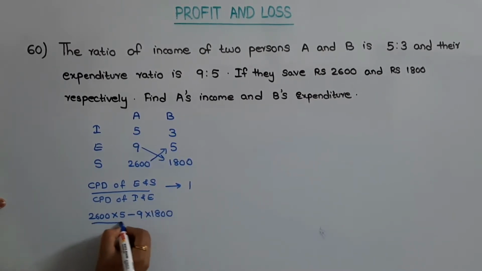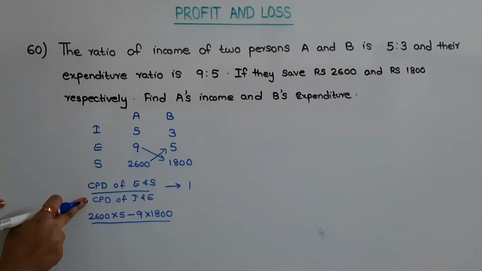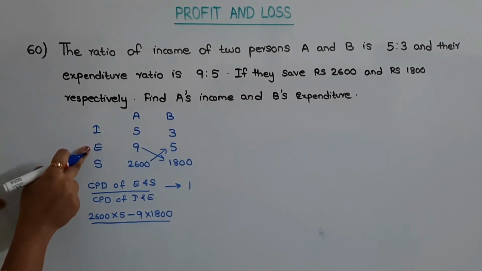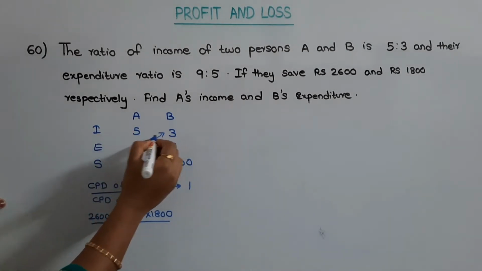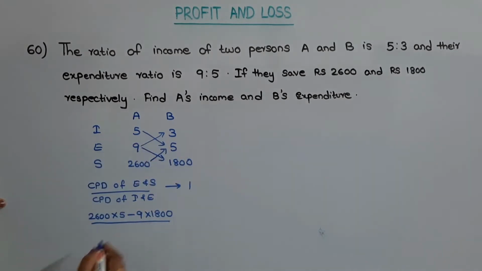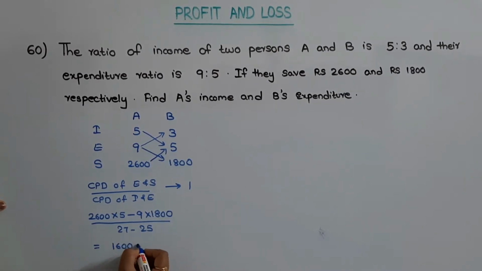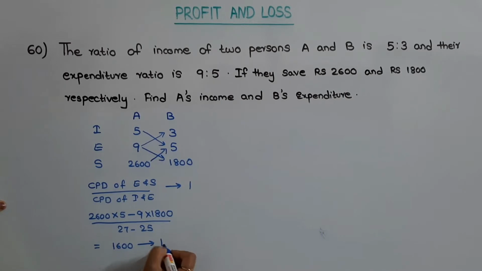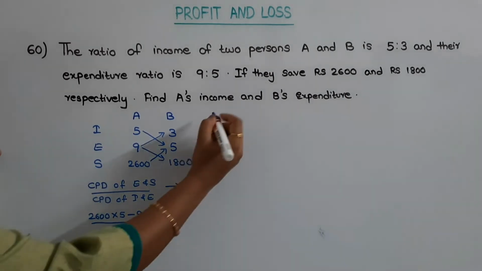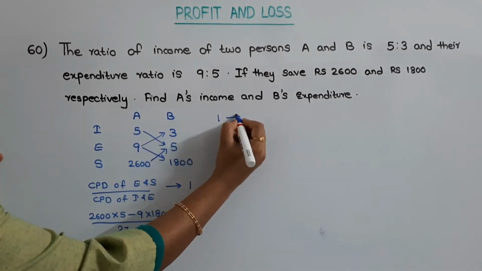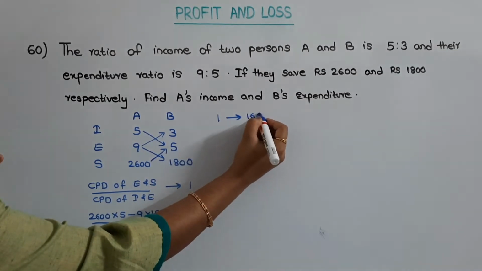Divided by what will be the cross product difference of income and expenditure? That will be 9 into 3 minus 5 into 5, that is 27 minus 25. On solving this, we will get it as 1600. This 1600 can be written as 1, or 1 can be taken as 1600.